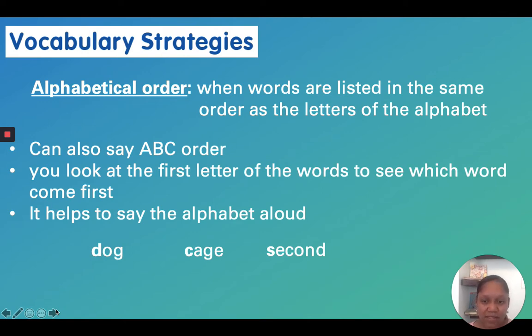So let's look at this list that we have. Dog, cage, second. If we were going to put this list in ABC order, let's say we would say the ABCs. A, B, C. C is the first letter of a word that we have, cage. So cage would be the first word that we put in ABC order. Then D, I know D is after C, so dog would be the next word. And the last word would be second. I know S is all the way at the end of the alphabet. So my words would be in this order: cage, dog, and second.